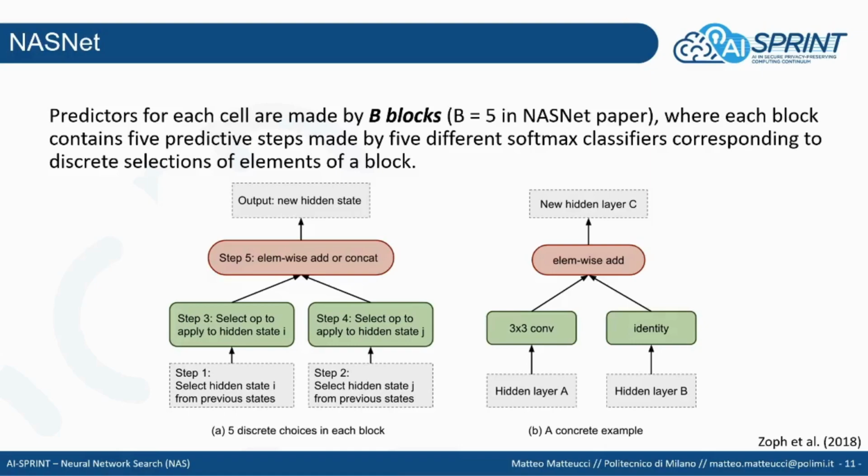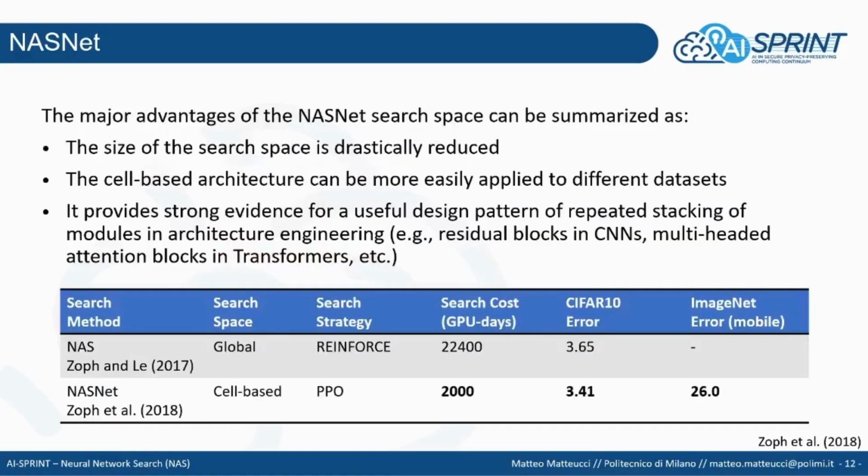How do we build a cell? Well, according to NASNet, we build each cell by using B blocks. It was 5 in the original paper, where each block contains 5 possible steps with 5 different softmax classifiers corresponding to discrete selection of the elements. Here you see some examples. One of these is, for instance, a convolution added to the identity of a block.